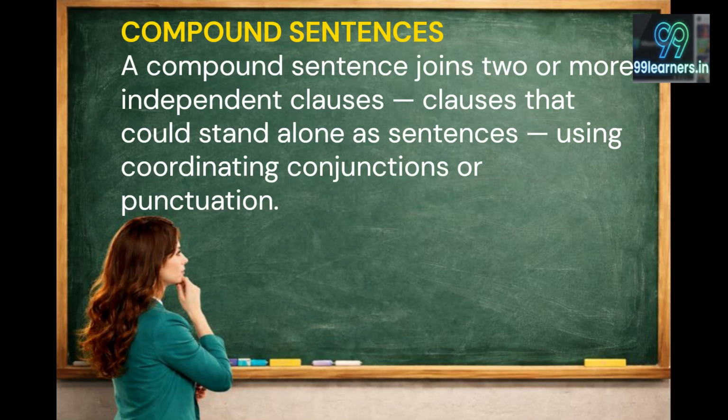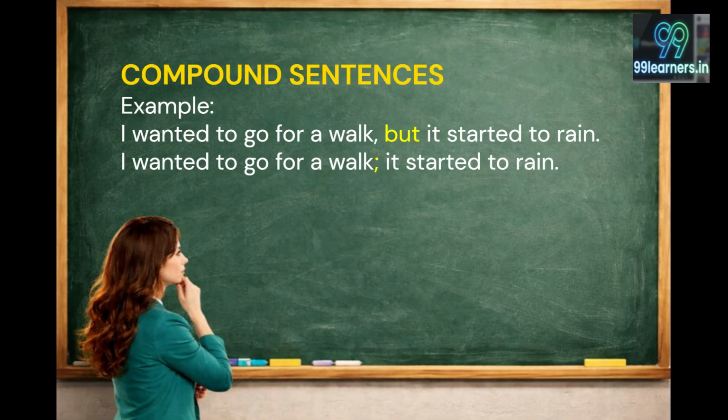Compound sentences. A compound sentence joins two or more independent clauses, clauses that could stand alone as sentences, using coordinating conjunctions or punctuation. How to join them? Use a comma plus a coordinating conjunction: for, and, nor, but, or, yet, so. Remember FANBOYS. Example: "I wanted to go for a walk, but it started to rain."